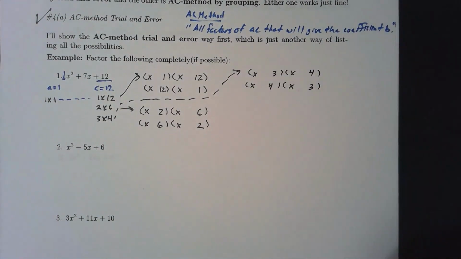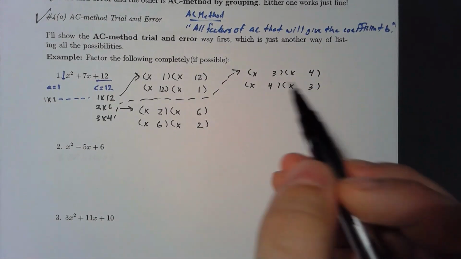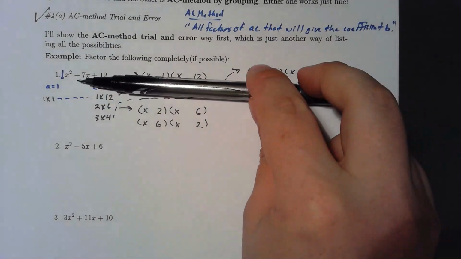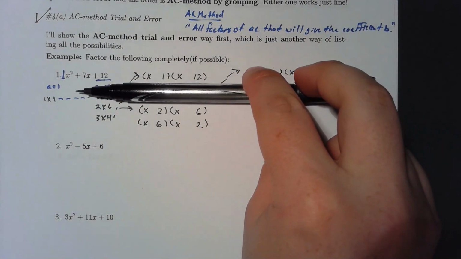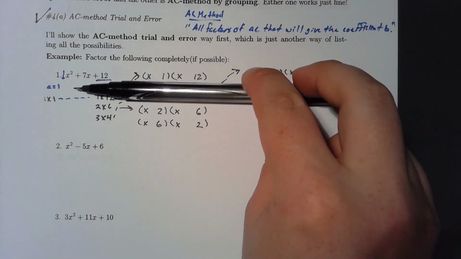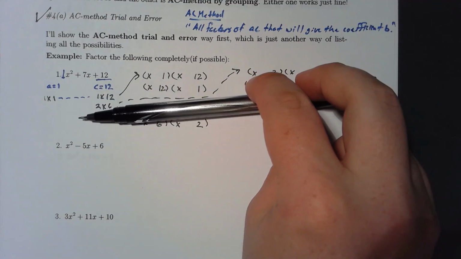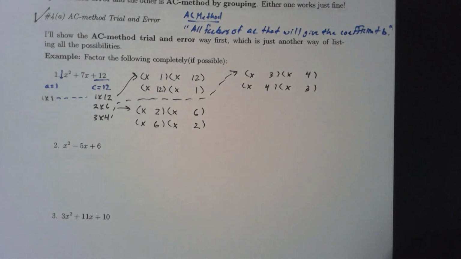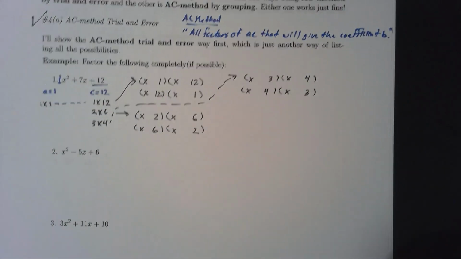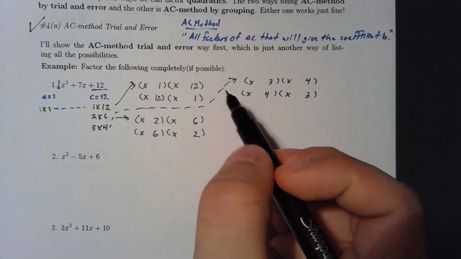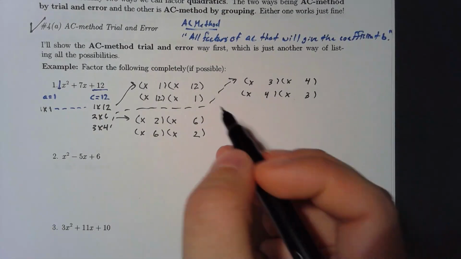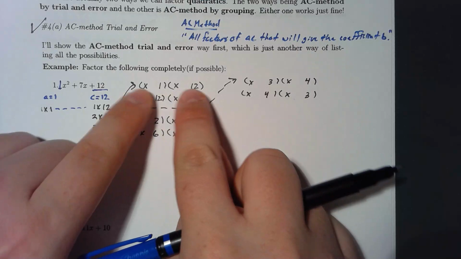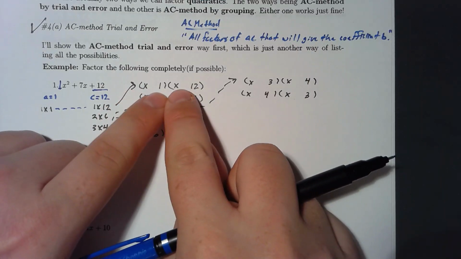Now, this might seem a little redundant, and actually it is. I really didn't have to write the extra case of each one, because as you'll see, it doesn't really matter when the leading coefficient is 1, but it's just a good way to list all the possibilities. Alright, so what I want to do here is I want to find which outside-inside multiple is going to give me 7.